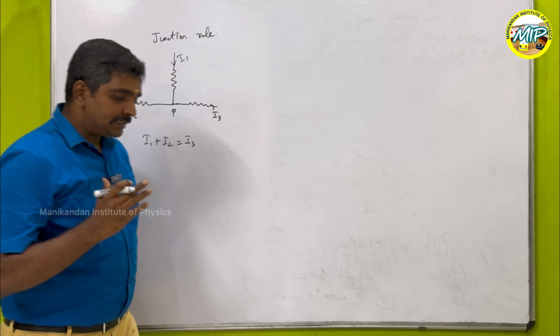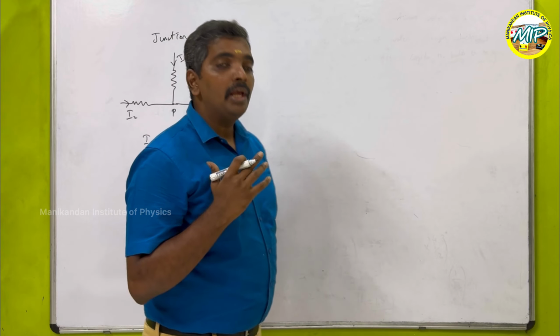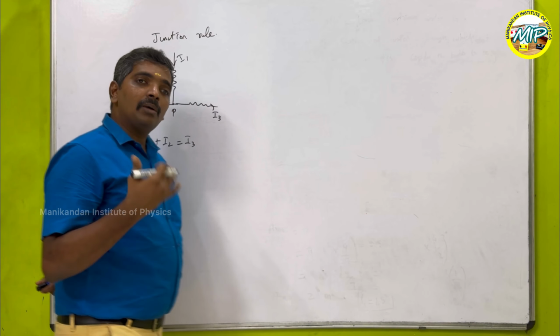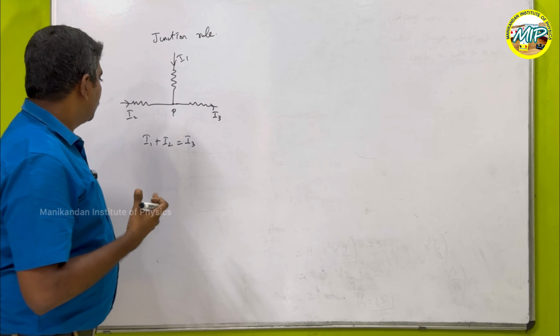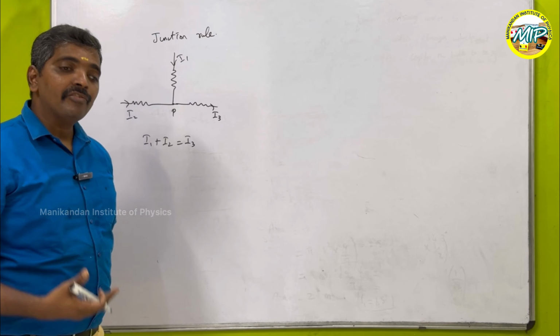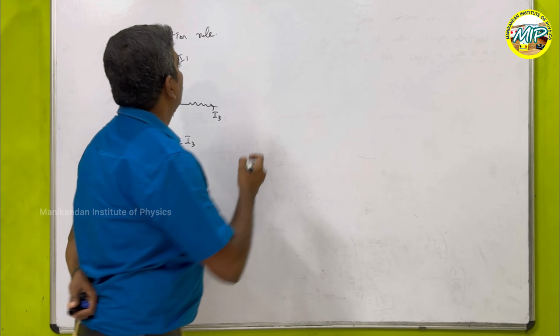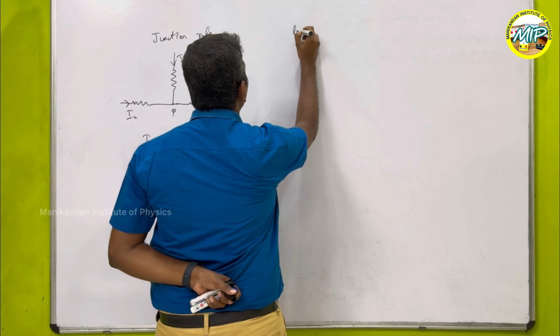So this is your Kirchhoff's junction rule in current electricity. The amount of current entering the junction is equal to the amount of current leaving from the junction. So this is called your Kirchhoff's junction rule. Next we have the Kirchhoff loop rule. So I can simply write my loop rule.